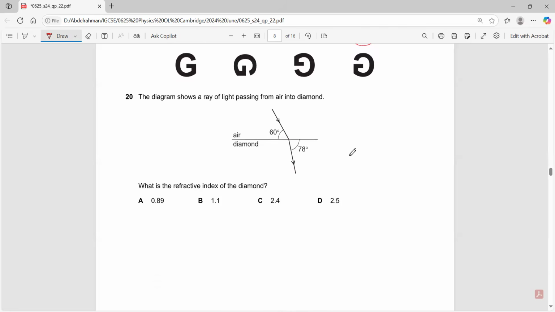What is the refractive index of diamond? Can I find the refractive index? Yes, n equals sine of the angle in air over sine of the angle in the medium. But the angle of incidence in air is not 60. What is it? It's 30. What is the angle of refraction in the diamond? It would be 90 minus 78, which is 12. This is the angle of refraction. So basically sine 30 over sine 12, which is 2.4.